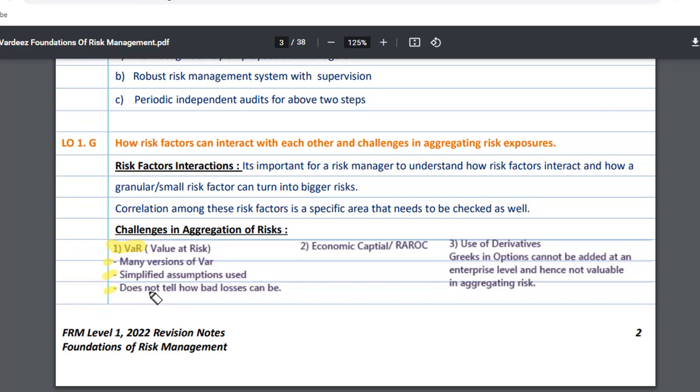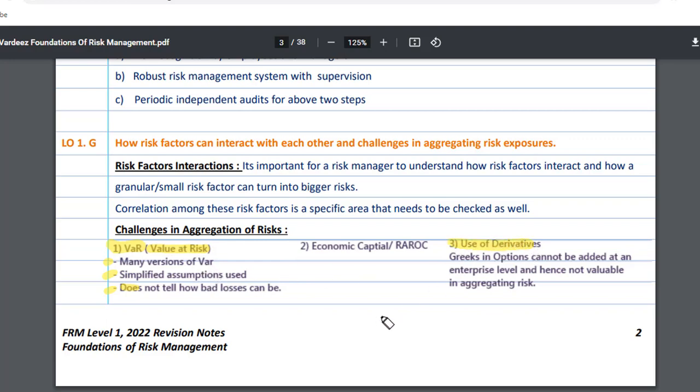The third point is that it does not tell us how bad losses can be. For example, if any bad event happens, how bad would the losses be? There have been instances where we have seen that the value at risk was exceeded much more than what they were estimated. We have seen this. So it doesn't tell us how bad losses could be, and that is one of the challenges when we are aggregating the risk exposure.